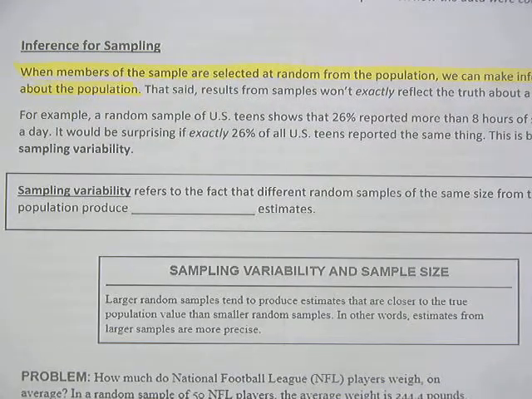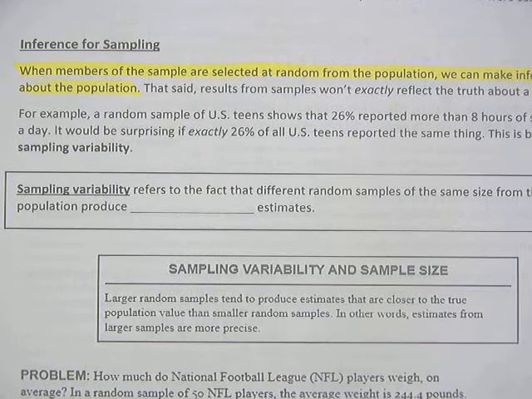If you run into a situation, a lot of times on experiments, people volunteer to be involved in an experiment. If you read that volunteers are where they're getting their individuals, then you can't draw inferences about the population, just those individuals. Okay, that said, results from samples won't exactly reflect the truth about a population.